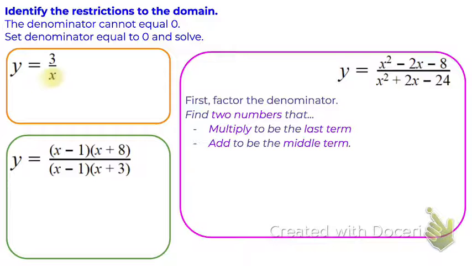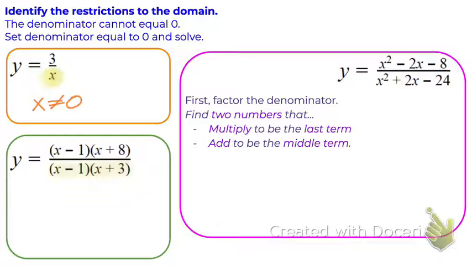So this x cannot be 0. That is the restriction to the domain. X cannot equal 0. Now let's look at the next one. The denominator cannot be 0. In the denominator this time we have x minus 1 times x plus 3.